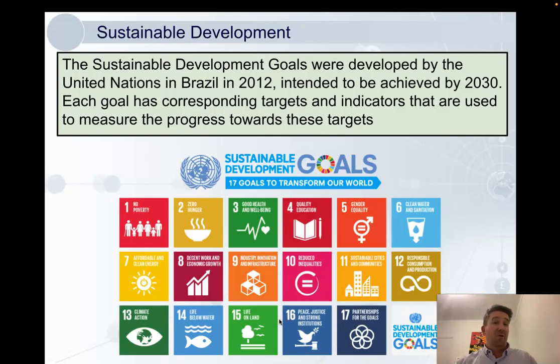Now, there are a set of goals, the Sustainable Development Goals. These were developed by the United Nations in Brazil, 2012, and they want to achieve these by 2030. They've each got their targets, and they've got indicators which will measure how effective we are being at meeting those targets. So we are going to go through what each of the 17 goals are.